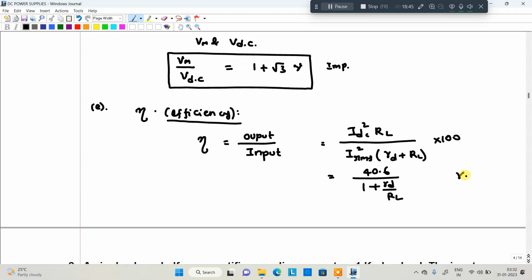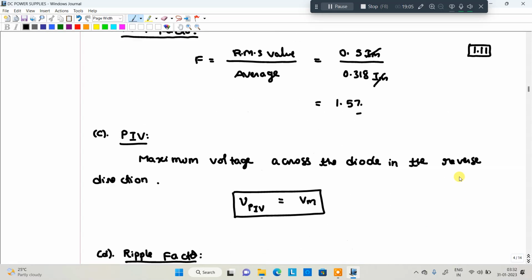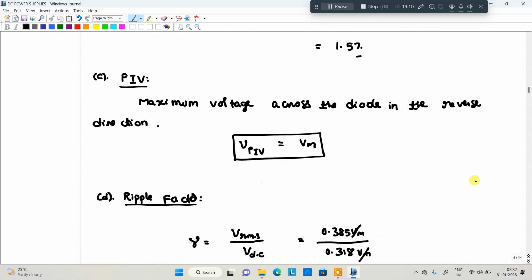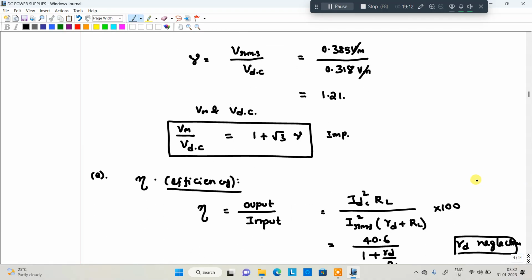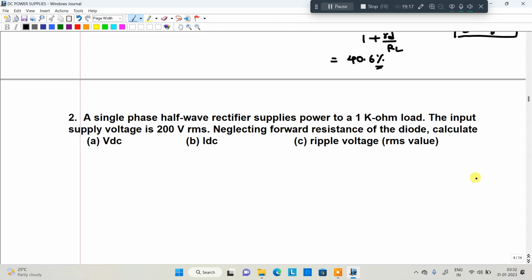If I am neglecting RD, what will happen? The entire term is neglected. Finally 40.6 percent. 40.6 percent is the efficiency of a rectifier. These are the formulas we have to remember. This is enough from the examination point of view for the half-wave rectifier case. I hope that everyone is clear. Next we are moving to one problem related to that. Then we are moving to the next concept, the full-wave rectifier.